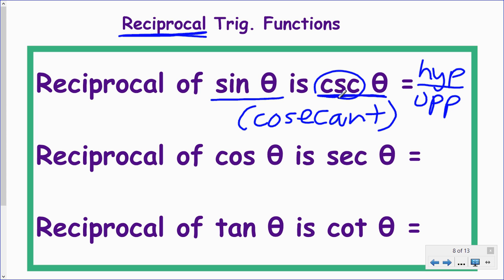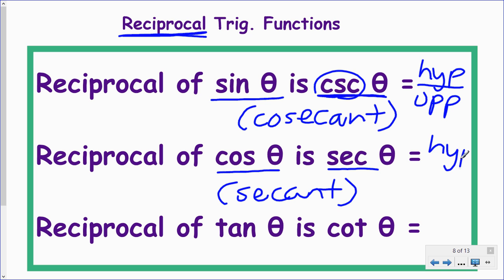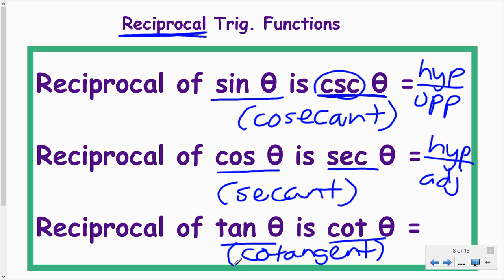All right, the reciprocal of cosine is secant. Again, here's your full word. Again, we just abbreviate it SEC. And again, so if we take cosine, which is adjacent over hypotenuse, and we flip it, we get secant, which is hypotenuse over adjacent. And then the reciprocal of tangent is cotangent. Here's your full word, cotangent. So again, tangent is opposite over adjacent. So if we flip it, we get adjacent over opposite. All right.